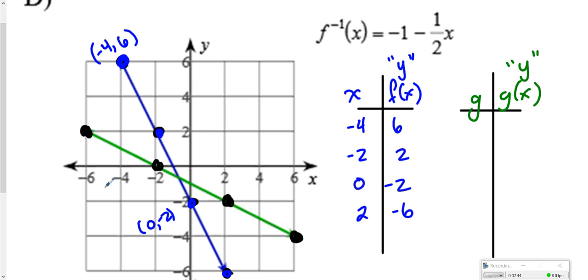Looking at the green linear line, x is negative 6, y is 2. We would have an x of negative 2 and a y of 0. Next coordinate moving to our right, we'd have 2 and negative 2. And the final coordinate would be 6 and negative 4.